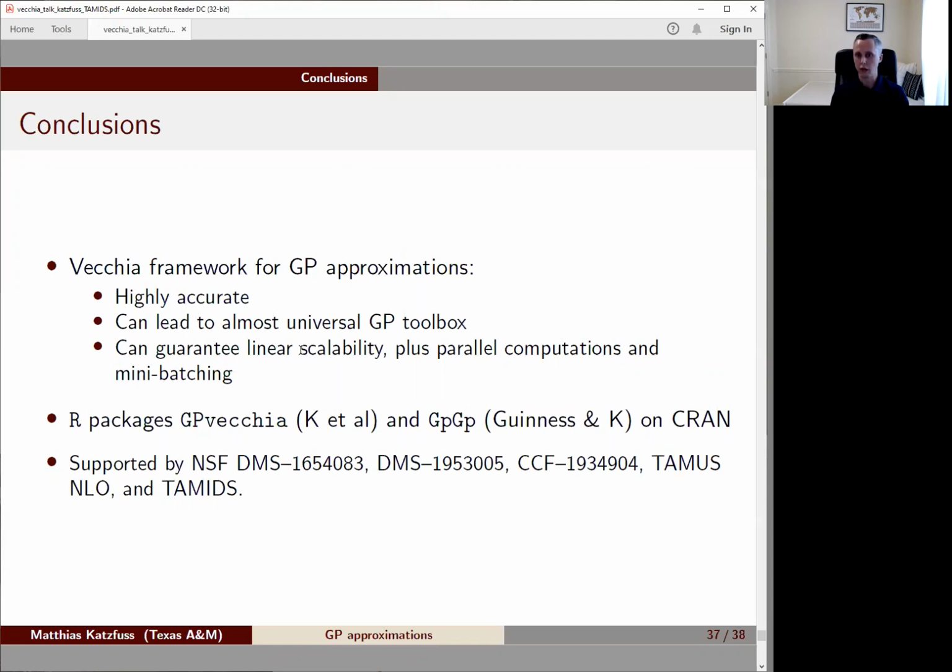And we can guarantee linear scalability in N. On top of that, for almost all the things I talked about, or maybe even all of them, we have embarrassingly parallel computations. We can also use mini-batching, as I said, very nicely in conjunction with Vecchia. We have some packages in the statistical software R that are on CRAN, which is its package repository.